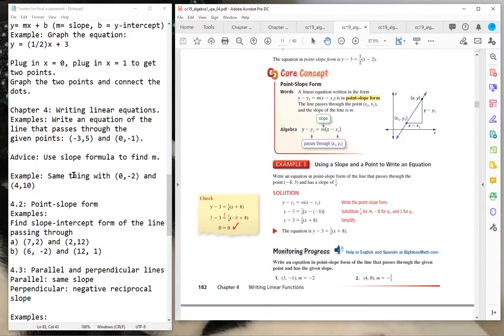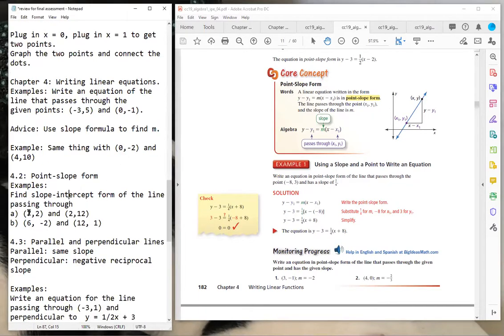So that's section 4.1. There's also 4.2 with, instead of slope intercept, we do point slope. Slope intercept is good for when you have a slope and the y-intercept like this, but point slope is good when you just have 2 points in general. And how do you solve this? Well, you use this point slope formula: y minus y1 equals m times x minus x1.